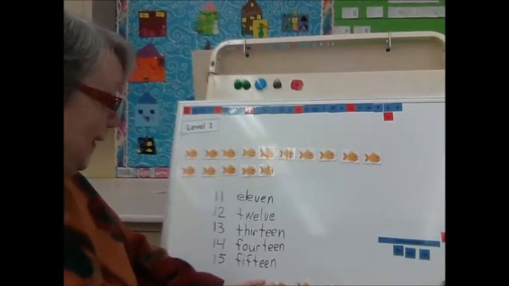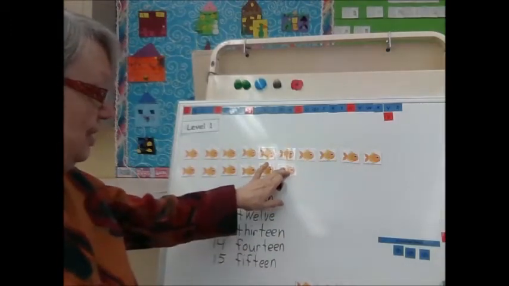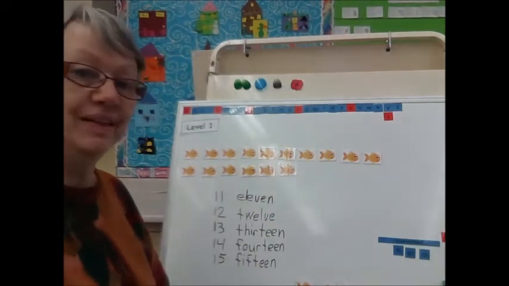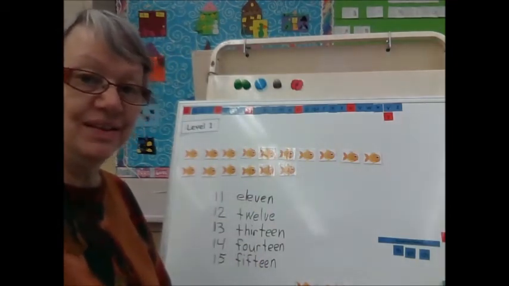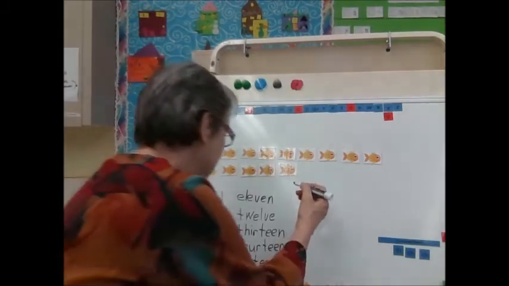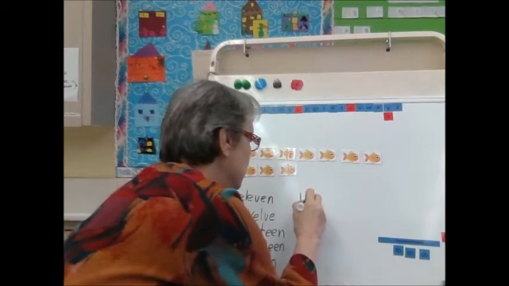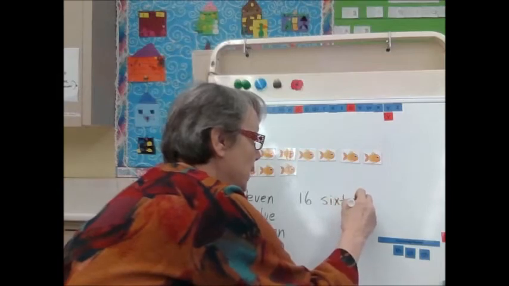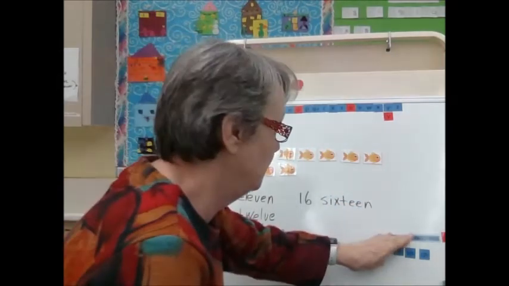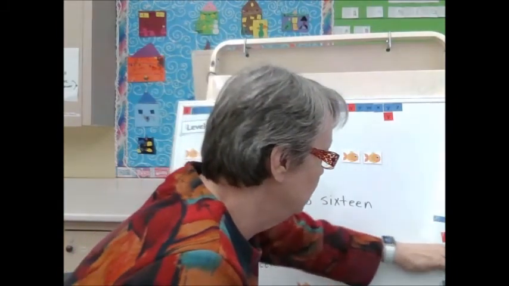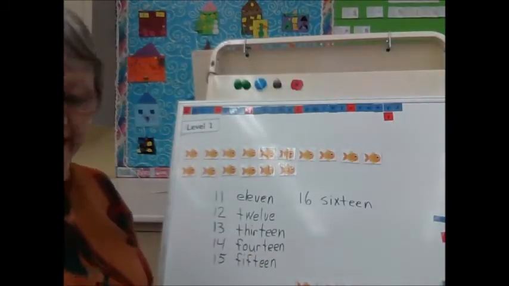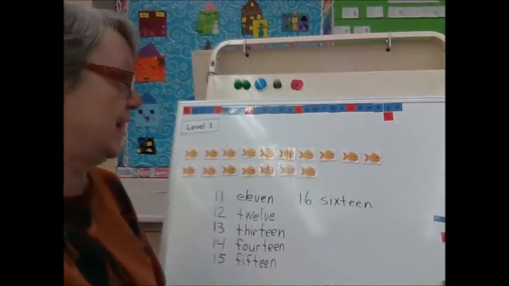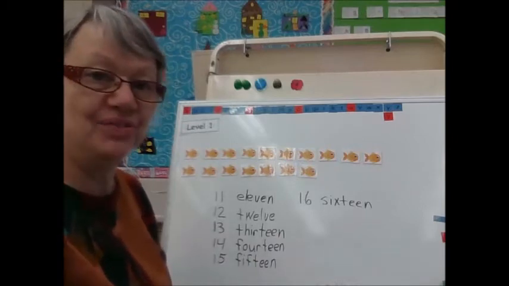Now, I'm going to add another goldfish. And what do we have now? Now we have 16. 16 comes after 15, right? So we write the number and we write the word 16. And I'm just going to move this over. That's for reading. And then we're going to add another goldfish. Here we go. And now how many do we have? We have 17.